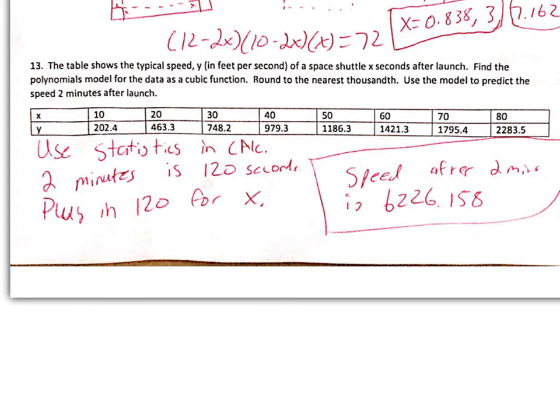Number 13 is all in the calculator. You put 10, 20, 30, 40, all the way to 80. Put in the corresponding y values into the statistics plot. And you copy that over to the graph. And you do a y calculation when x equals 120. Remember that your x's are in seconds. So when they give you 2 minutes, you need to change that to seconds.